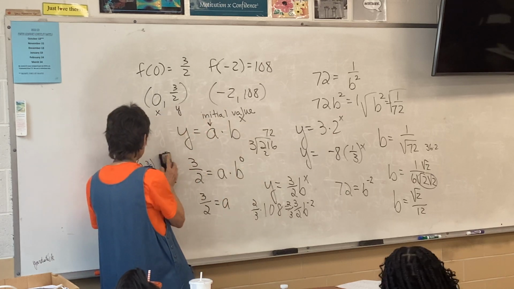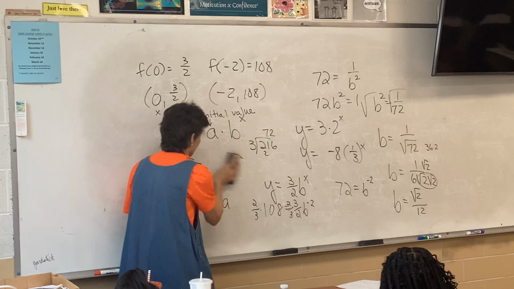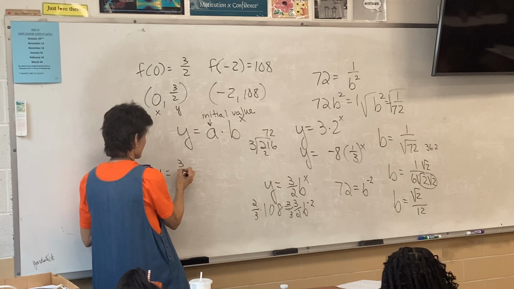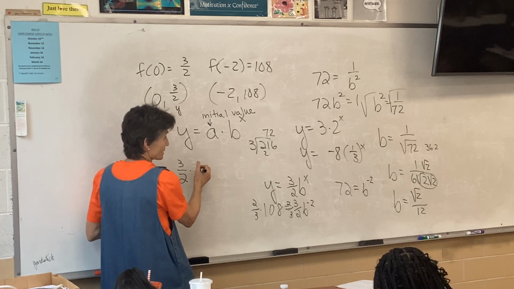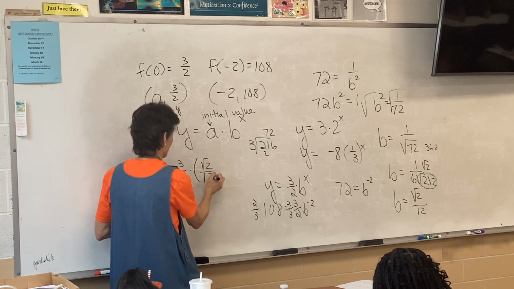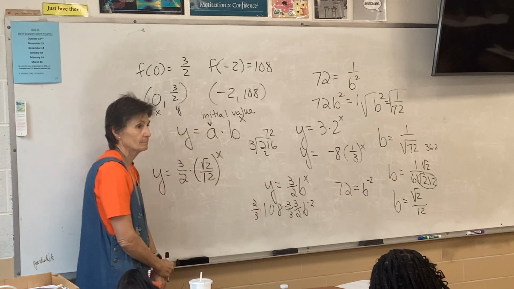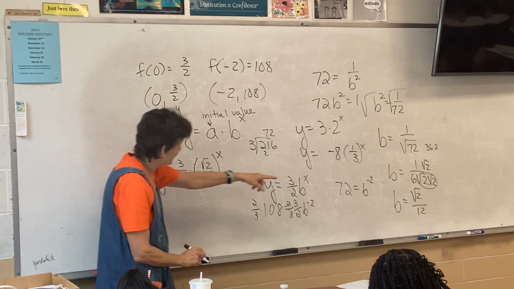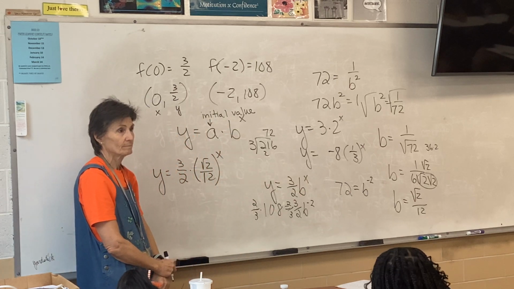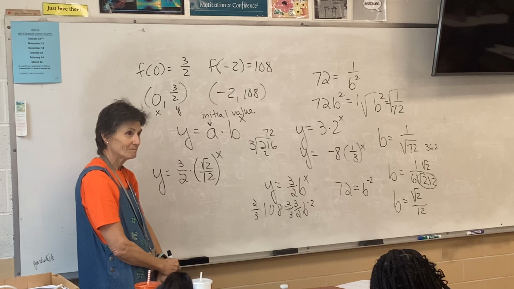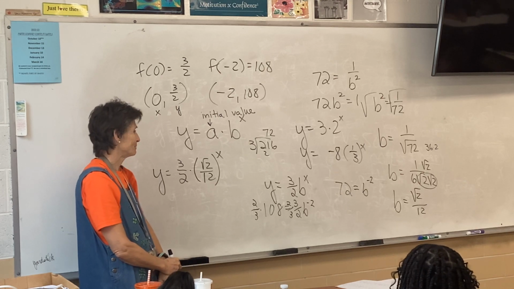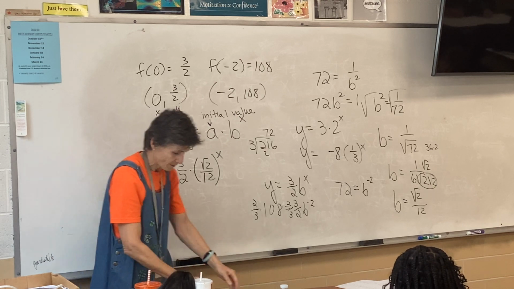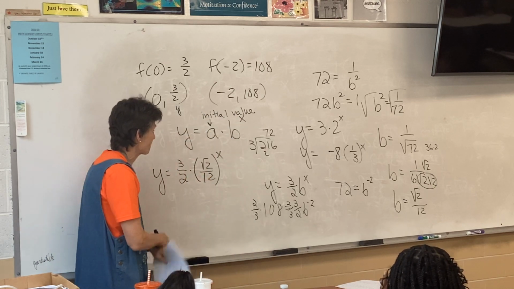And my equation then, finally, is y equals 3/2 times root 2 over 12 to the x. Because my A was 3/2 and my B turned out to be that disaster. What's the matter? Scary. We're gonna do another one, and hopefully I planned better on the next one.